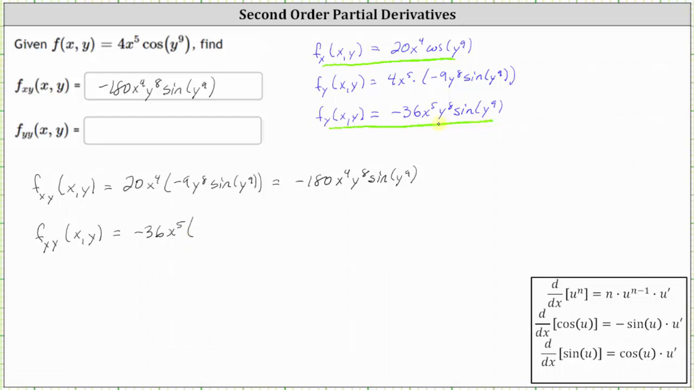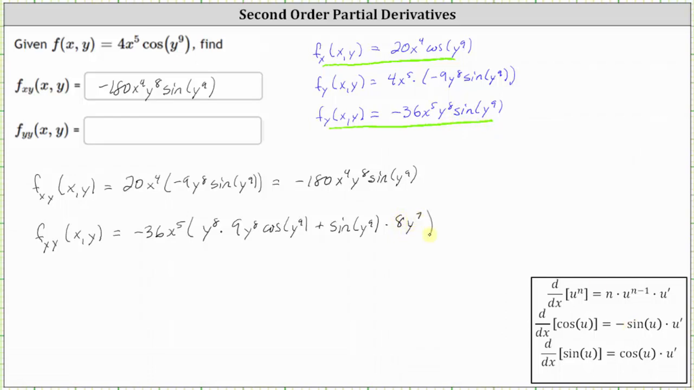So we'll have to apply the product rule, where we have the first function of y to the eighth times the derivative of the second function, which is the derivative of sine y to the ninth, which is equal to cosine y to the ninth times 9y to the eighth, or 9y to the eighth times cosine y to the ninth. And then we have plus the second function of sine y to the ninth times the derivative of the first function with respect to y, which is derivative of y to the eighth with respect to y, which is 8y to the seventh.